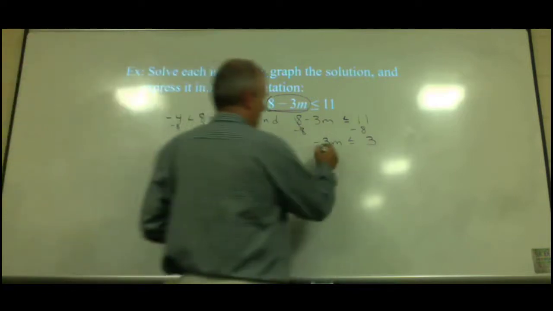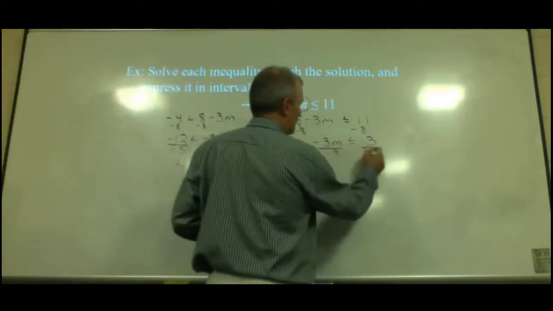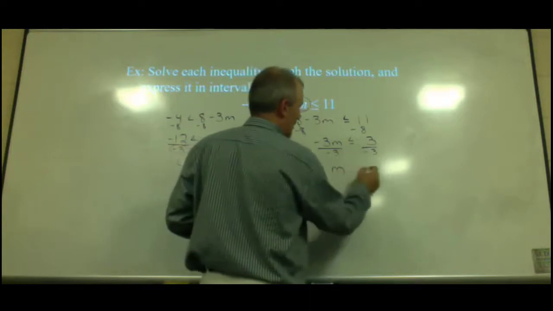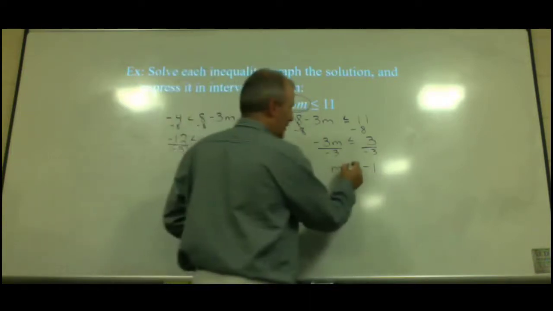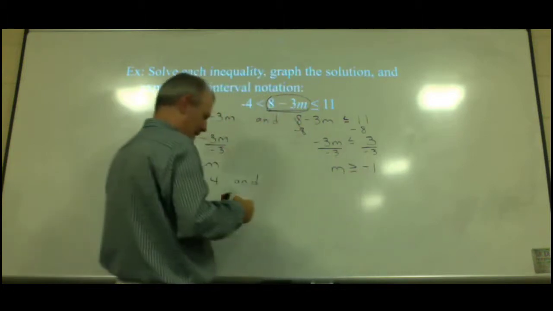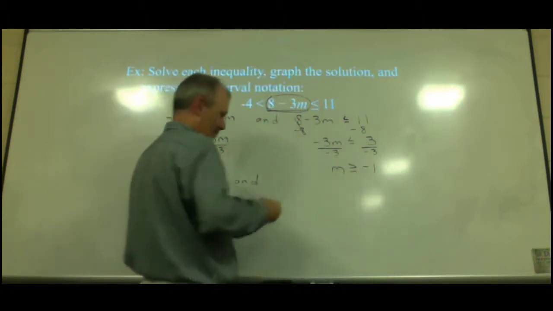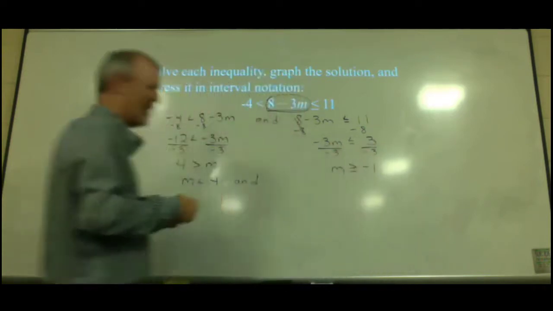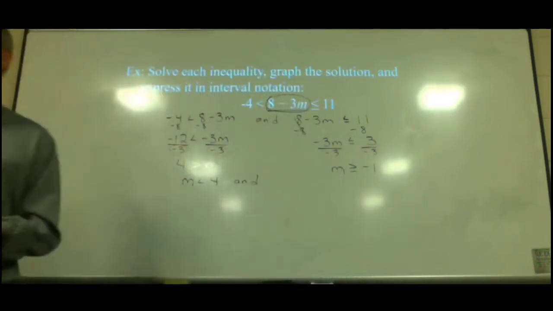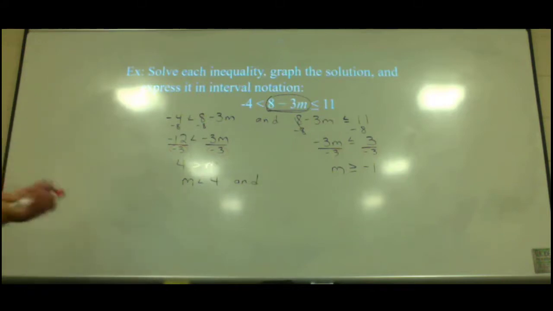Divide by -3. Flip it. So this is an m, this is a -1, and do we have to switch the sign? Yes, because once again, we did divide by a -3. So this is the reason we have to switch the signs. You don't have to circle it in red when you do that. I'm just trying to emphasize this is why we're switching the signs.